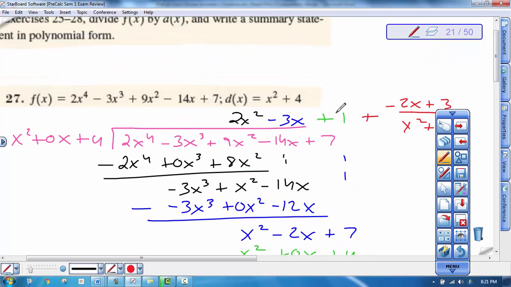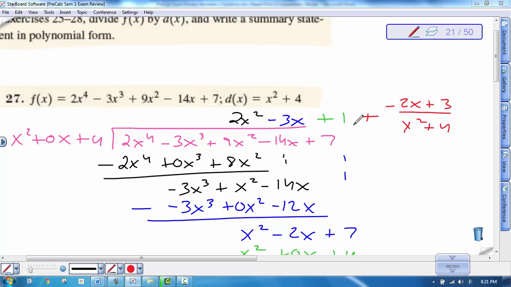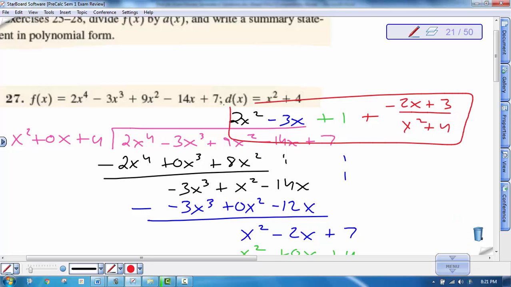So there's my quotient plus remainder divided by divisor. So that's my whole answer when I do the division.